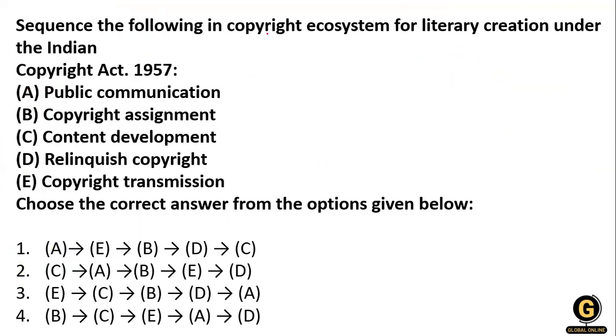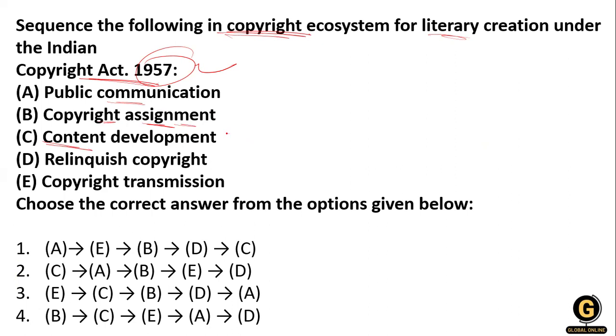Yes. Now the sequence for the copyright ecosystem of creating in India. The Copyright Act is 1956. You have to arrange in sequence. First thing, you need content. After the content, you have to communicate that content with the public. And once you do it, after that you have to prepare the assignment of that copyright.